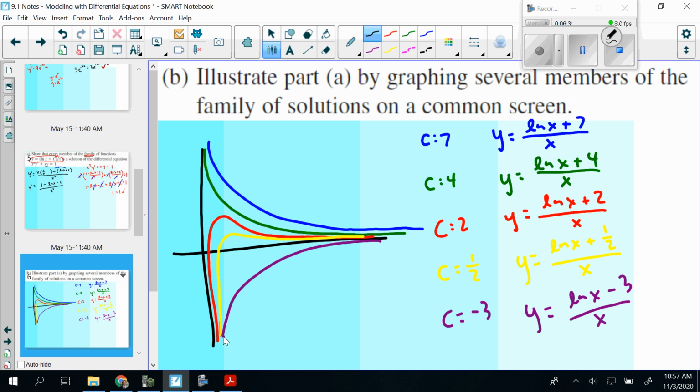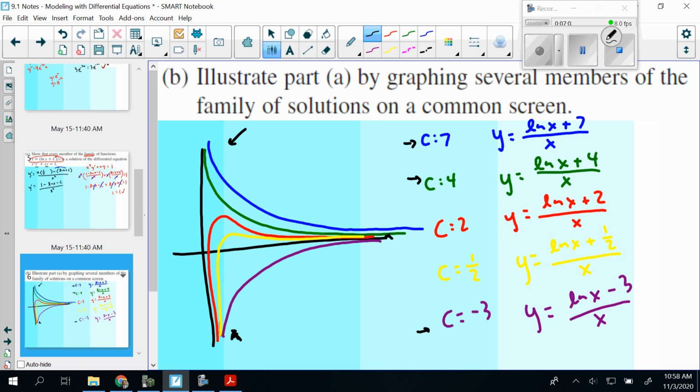It looks like some of these bigger C values, we actually start up here. Somewhere between 4 and 2 now, they start actually coming from the bottom up. It looks like as long as you're positive, you go up above the x-axis at some point. If you're negative, it stays below the x-axis. But again, still in the long run here, we'll go towards 0. So that gives you an idea of the different solutions.